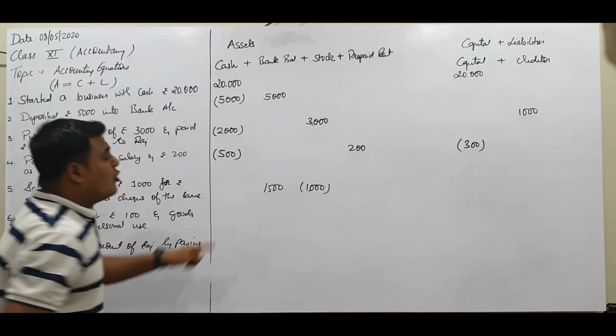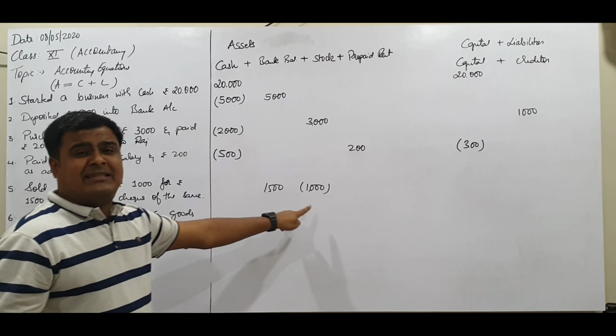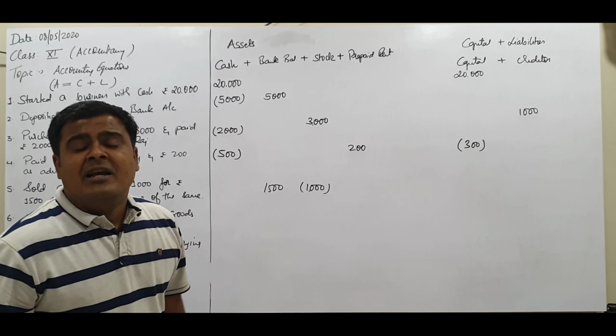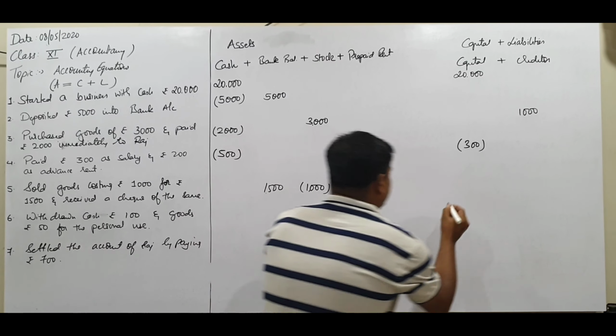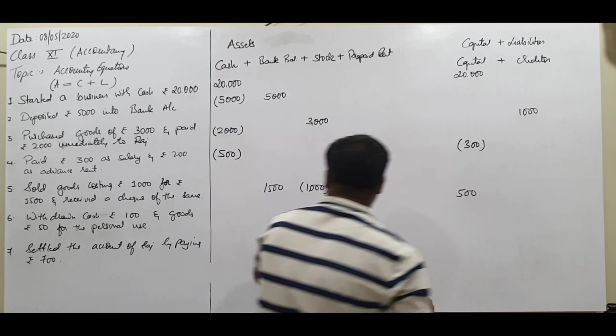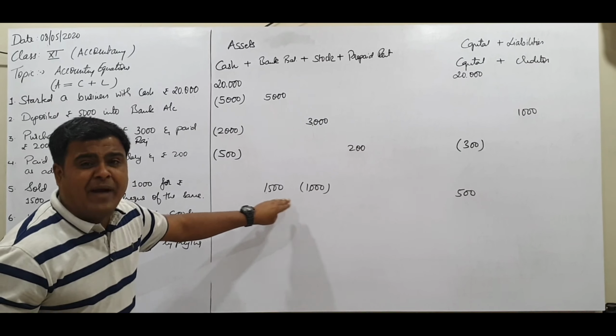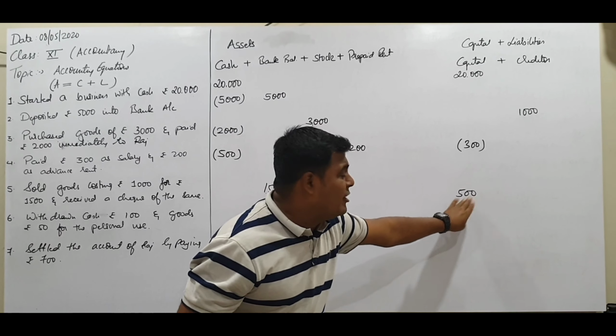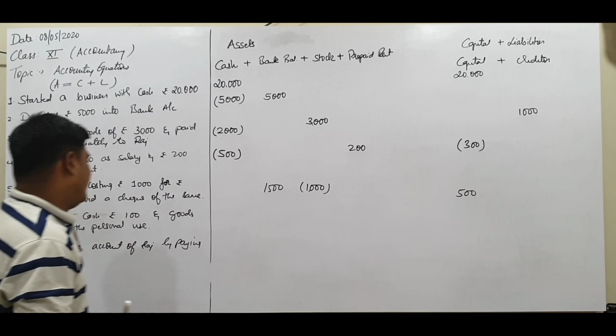Now children, the goods of cost price 1,000 are sold for 1,500. So there is a profit of 500, and the 500 will increase the capital. So the net effect here is only plus 500. On the capital plus liability side also, the net effect is 500.